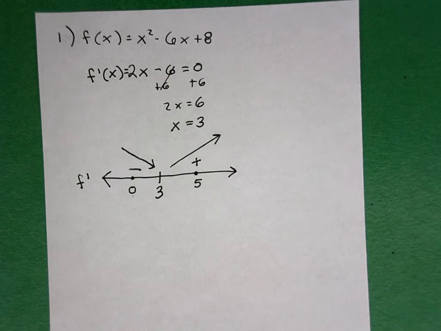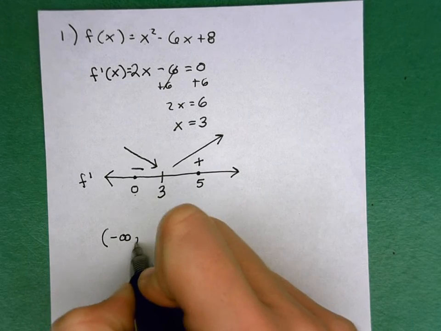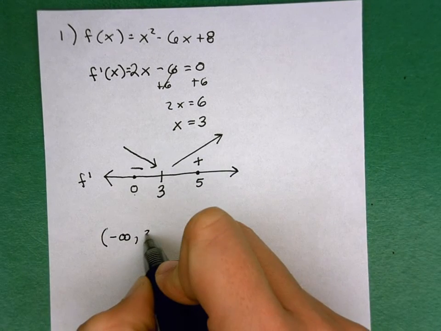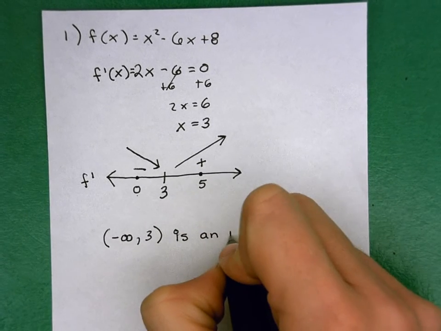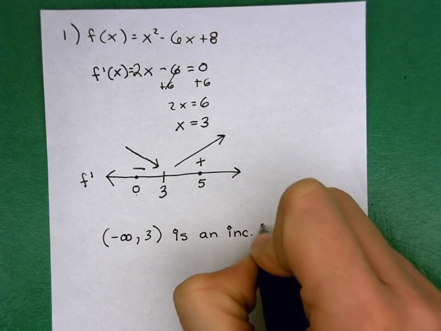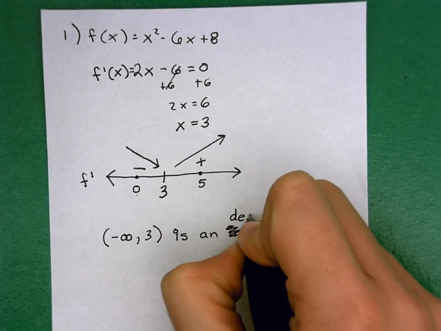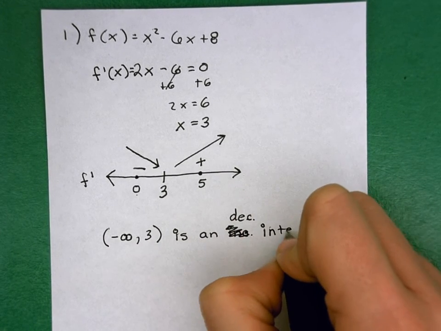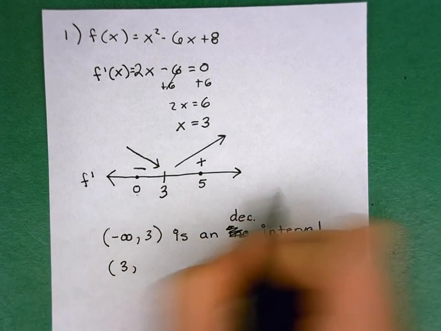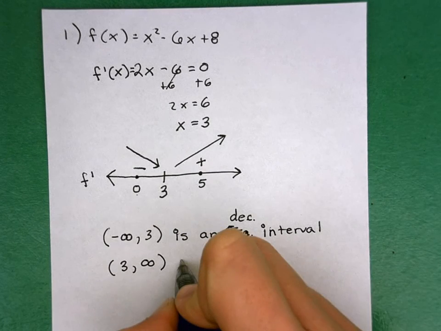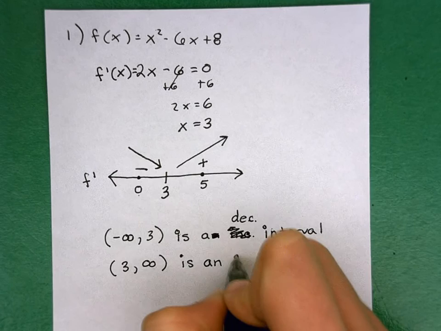Now that we've gone ahead and tested our intervals, we know that here on the left, from negative infinity to 3, that is an increasing interval. I'm sorry, that is a decreasing interval. Okay. And then from 3 to infinity, that one is an increasing interval.